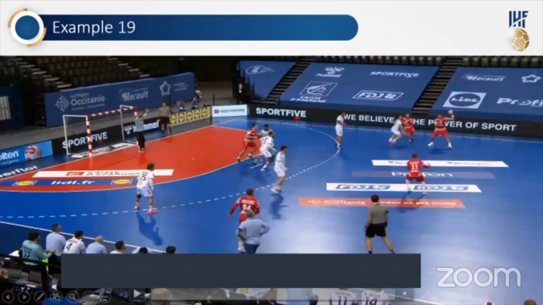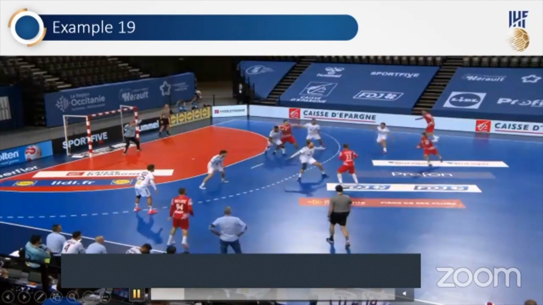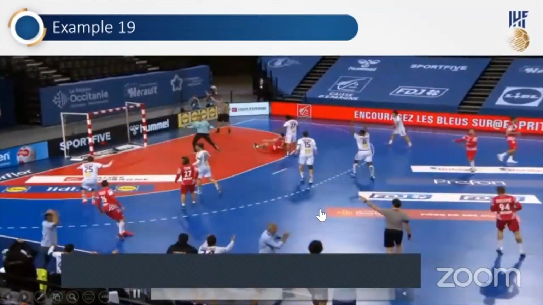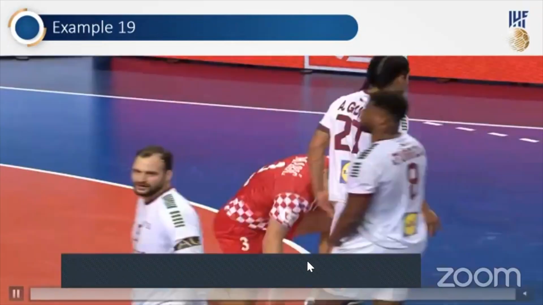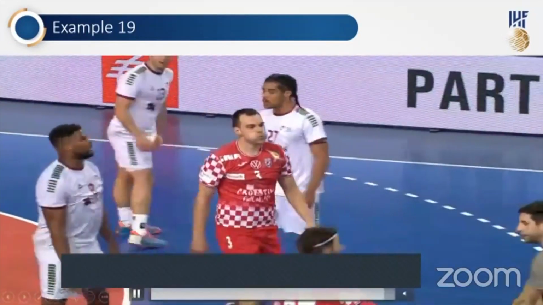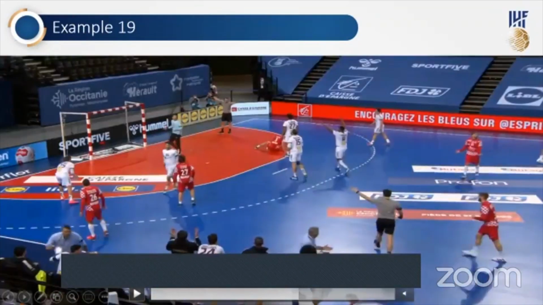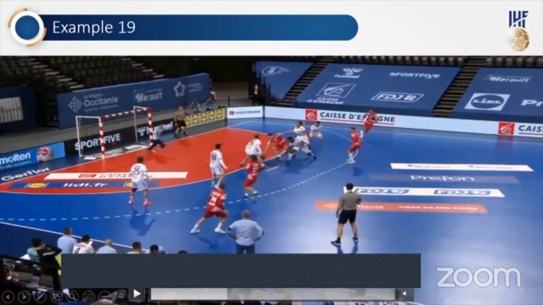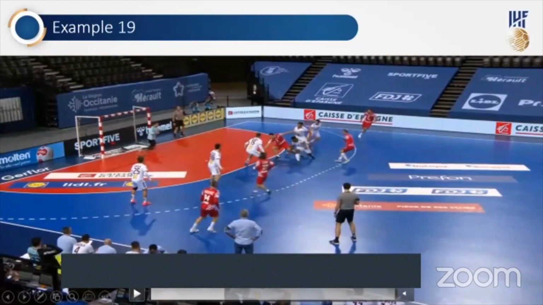So here, if you look here at the pivot, this one is really simple. Look at the red pivot. If you see the picture, this is clear.